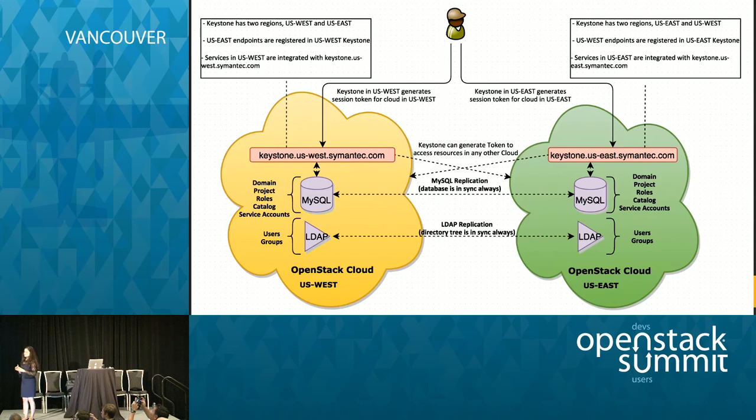So now the key question is, once you get authenticated in West, can I use the same token in East? The answer is yes. Since we are using PKI tokens, it is possible. But my boss says it's not done until it's in production. I have tested that this works in DevStack, but it's not yet working in our production environment. Theoretically, it should work. There should not be any issues. But we need to look into why it doesn't work in our production environment.